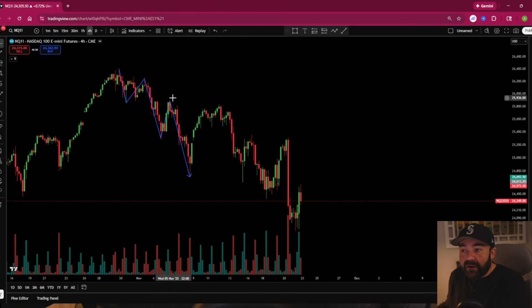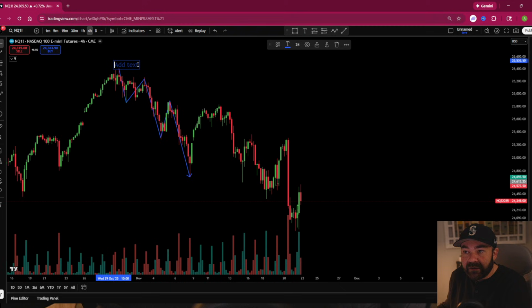The reason why this structure right here is important is because this leg, 9 out of 10 times, is bigger than this whole entire move combined. It's at least very similar. Let me label this so you can see it clearly, and then we'll get out the measurement tool and I'll show you what I mean.